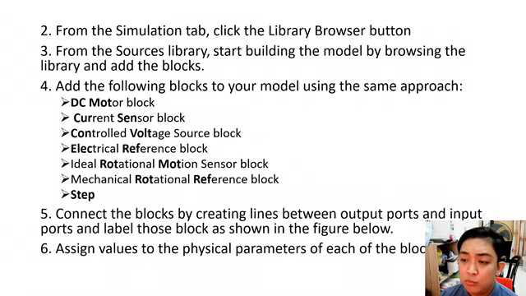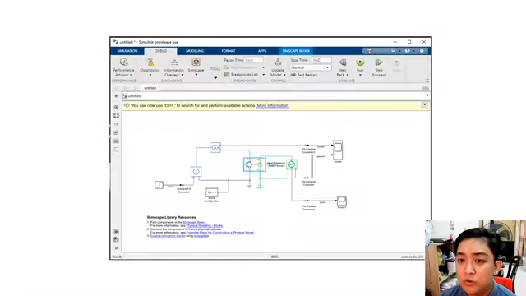Once you're done putting all the blocks inside the diagram, you need to connect the blocks by creating lines between them, by connecting the inputs and the outputs, and not forgetting to label each of the connections. Next we're going to assign the values to the physical parameters for the motor, of course.